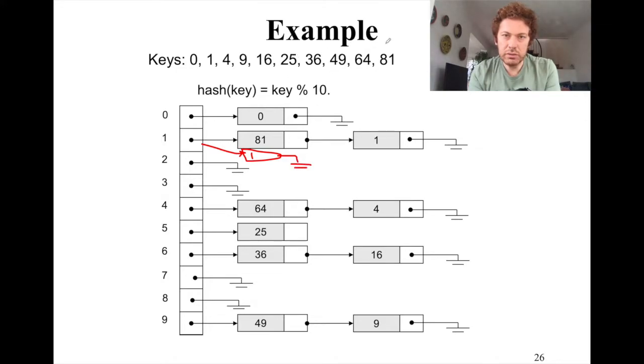Then later on, 81 is inserted. So I insert 81 as the first item, at the front of the linked list. So that's why I have this shape here. 81 comes, so this is the head. So 81 here, and it has a next of the existing element, which is 1, and 1 comes with the null pointer as its next. So they are all connected. So that's why I see this 81 and 1. So the order here is important. And then with that idea, 4 and then 64 comes, etc.